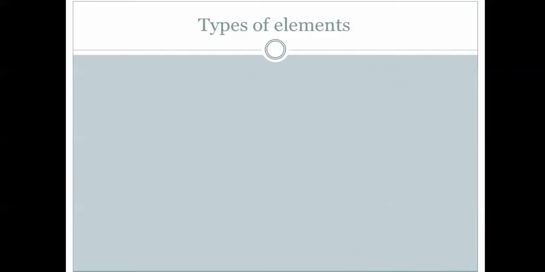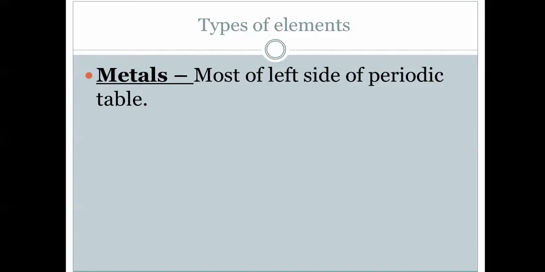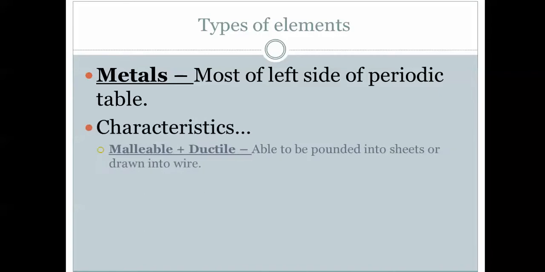So we need to be able to look at the periodic table and get a handle on what type of elements we're dealing with. I would say the most important is metal versus non-metal. Most of the left side of the periodic table, in fact most of the elements, the majority of them, are considered to be metals.